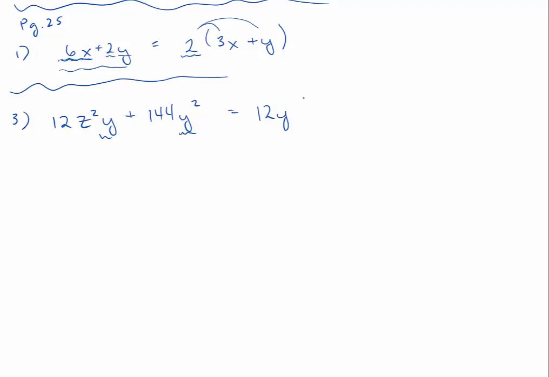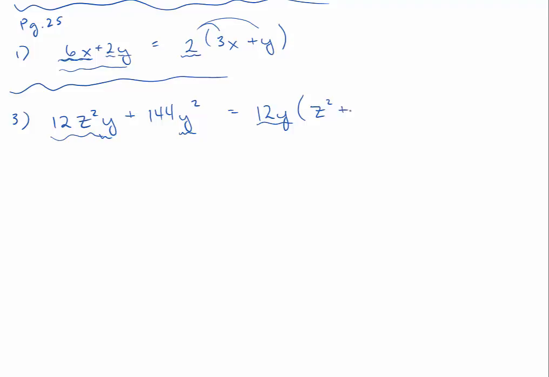And so I pull out the single y, and then I ask myself what I have left. Each term, like we've been doing, I divide by what I pulled out. So 12z squared y divided by 12y, I go number by number, letter by letter. 12 divided by 12 is 1, so I'm not even going to put the 1 there. Z squared, I'm not dividing by anything, so I skip that one. And then y divided by y is 1, so I have z squared, because there's no z's in what I pulled out.